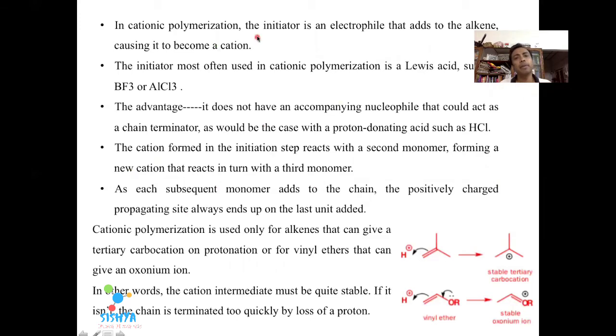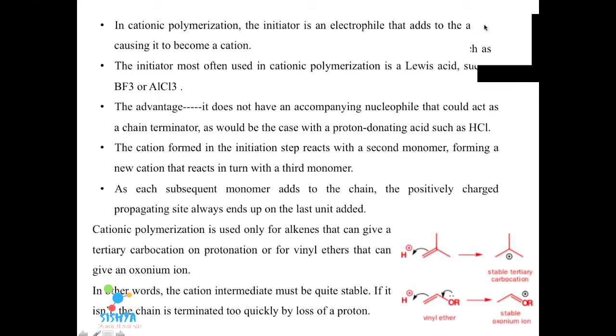In cationic polymerizations, the initiator is an electrophile that adds to the alkene, causing it to become a cation, for example BF3, AlCl3, etc. The advantage of applying a Lewis acid is that it does not have an accompanying nucleophile that could act as a chain terminator, as would be the case with a proton donating acid such as HCl.